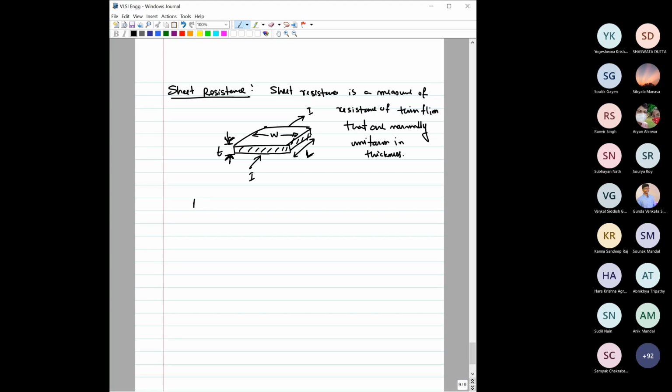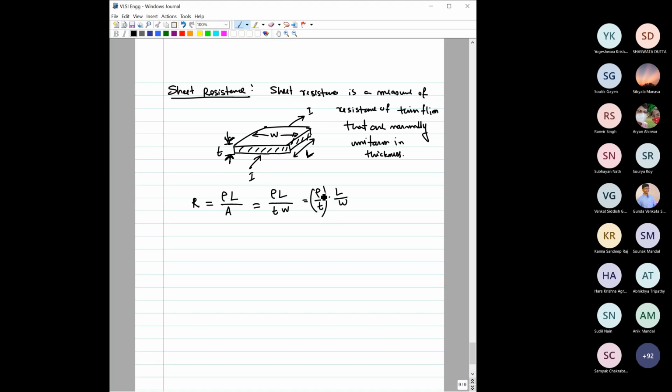Then how do you define resistance? If the current is flowing like this, then resistance is obviously rho L by A, right? It is well known. Rho is the resistivity, right? And what is A? A is the area through which the current is flowing. So the area here is W into T, or T into W, right? So I will write it in this way rather, rho by T into L by W.